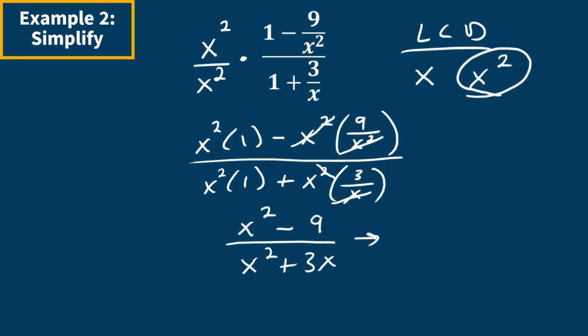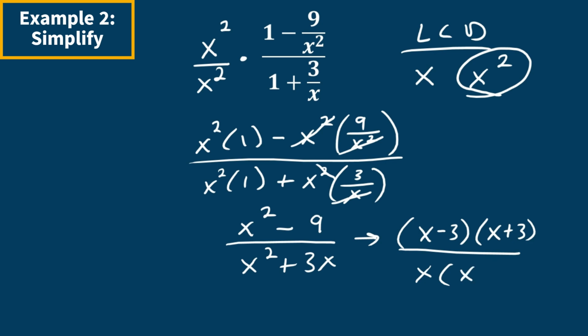Now we can factor these. So the top is going to be x minus 3 times x plus 3. And on the bottom, we can factor out an x. So we'll have x times x plus 3. And we see here we can simplify further by canceling out the x plus 3 here and the x plus 3 here. Now all we do is just write down what's left over.